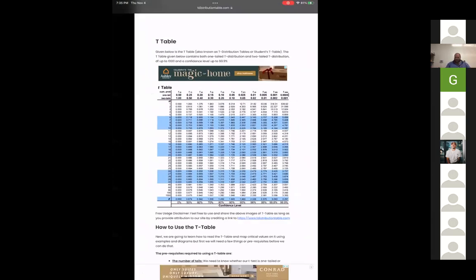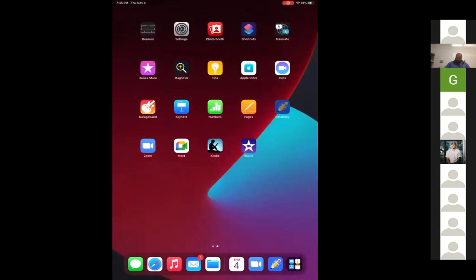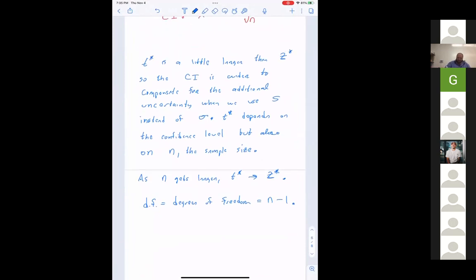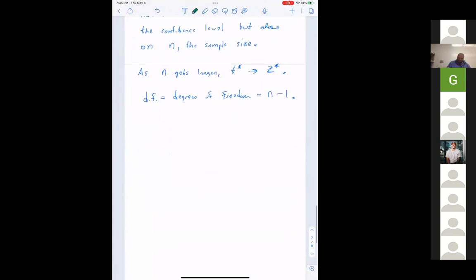Okay. All right. Does that make sense so far, everyone? Yes. Okay. So let's do an example both by hand and with the calculator to illustrate this.